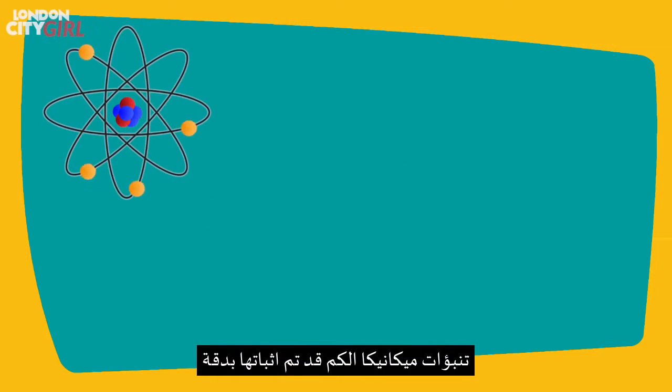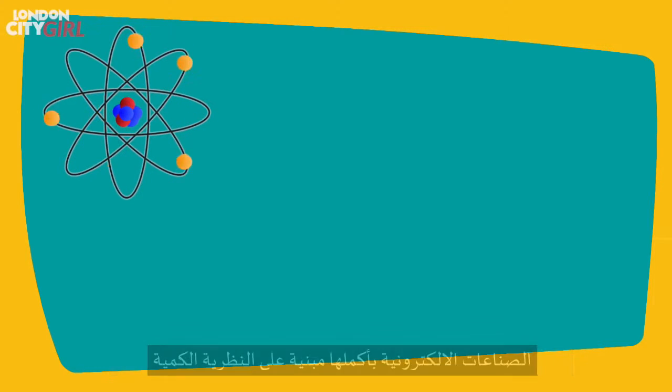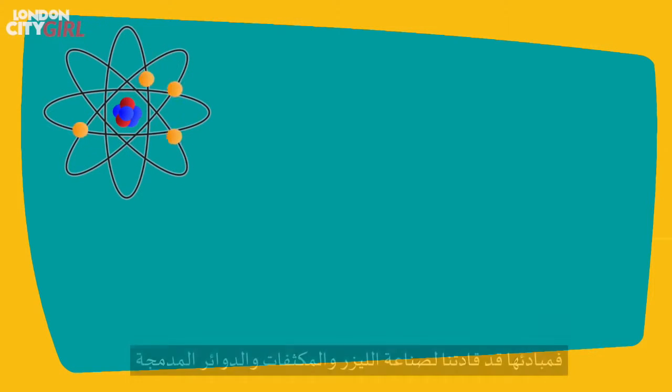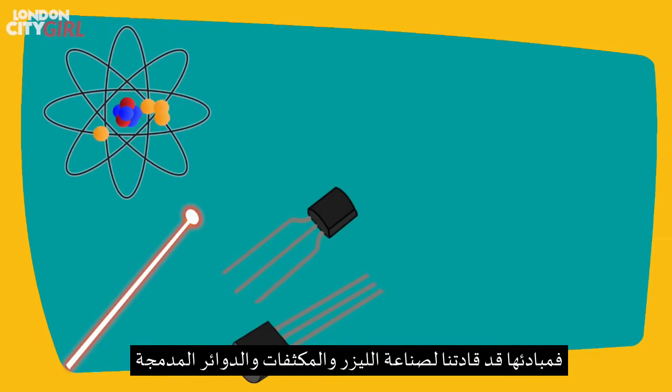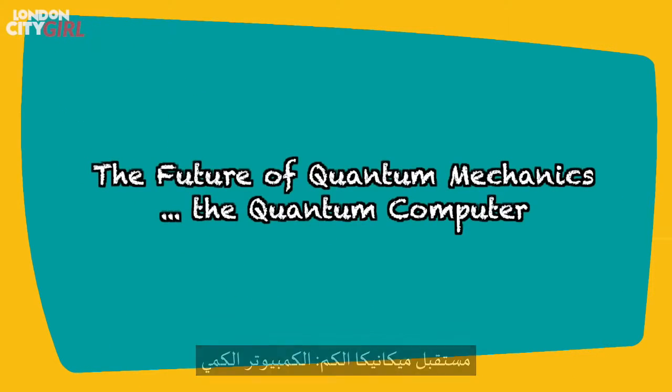The predictions of quantum mechanics have proved so reliable that we cannot ignore the experimental evidence that corroborates the theory. The entire electronics industry is built on using quantum theory. Those principles have led to the invention of lasers, transistors, and the integrated circuit. The future of quantum mechanics: the quantum computer.